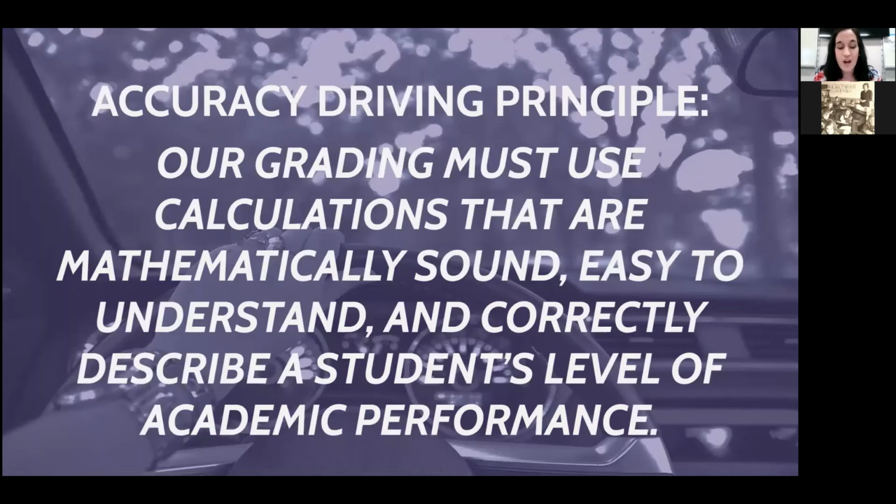So let's start at the pillar's driving principle and put that in our main focus. So the accuracy driving principle is that our grading must use calculations that are mathematically sound, easy to understand, and correctly describe a student's level of academic performance. That may feel like a lot to take in all at once, but he does break it down within the chapter and in chapter 8 as well. So we'll take it piece by piece.